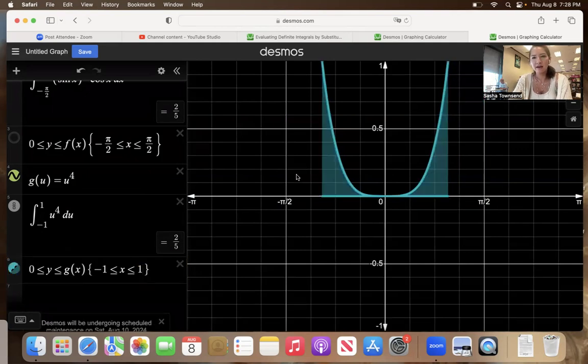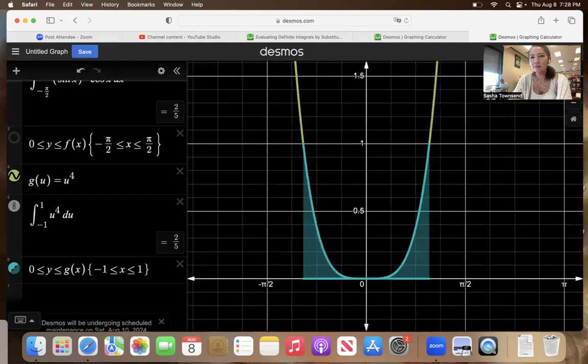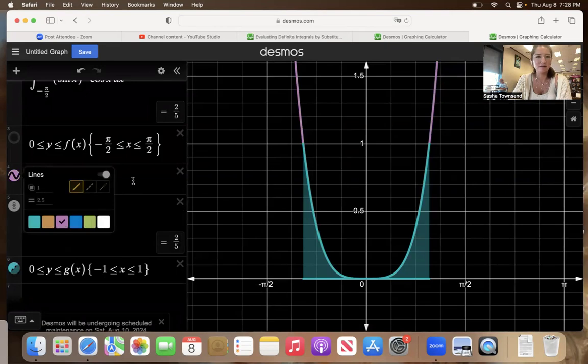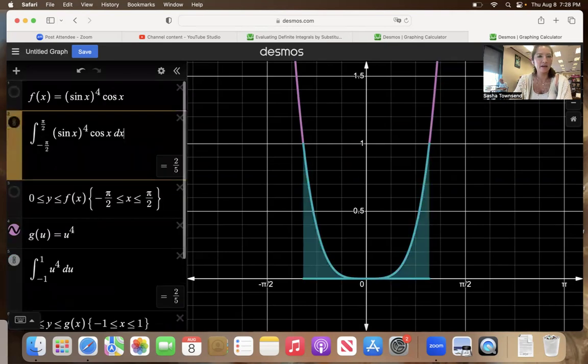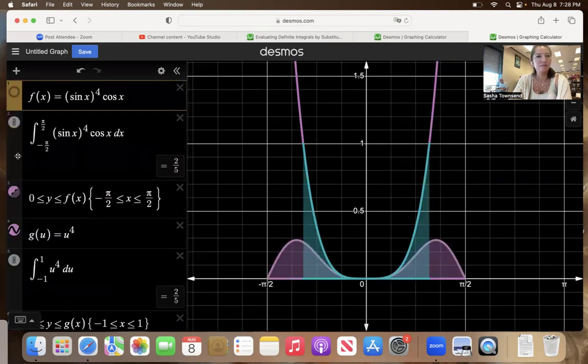So this, the area of that region, I'd like it in a different color. There we go. The area of that region between the function and the x-axis is equal to the area of this other region between the function and the x-axis. The first one's kind of cooler. It looks neat. We've got this area plus this area is going to give us that 2/5. On the other one, we have this area plus this area is giving us the 2/5.